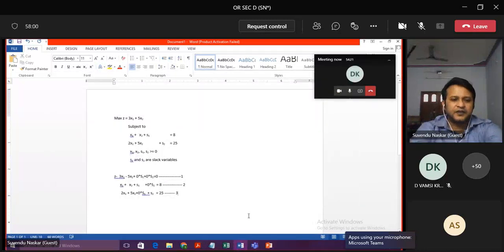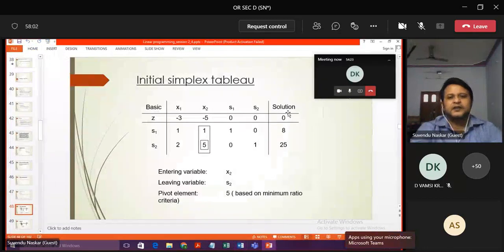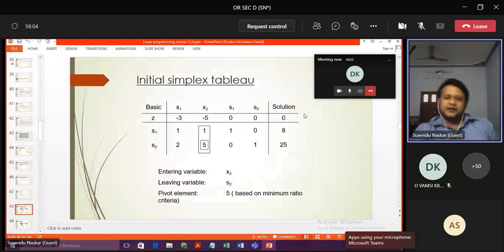In some books you will see it is not marked as a line here, but it helps to understand. And then this is the next equation. If you remove this part for the time being, this is basically equation 2: 1x1 plus 1x2 plus s1 equal to 8. And then 2x1 plus 5x2 plus s2 equal to 25.